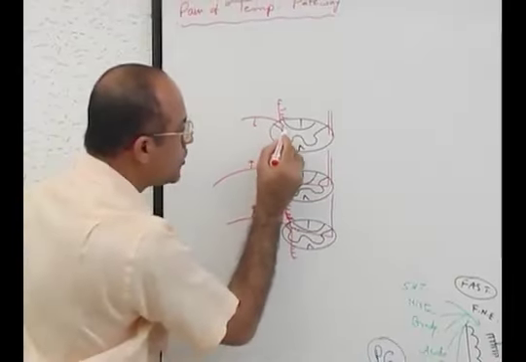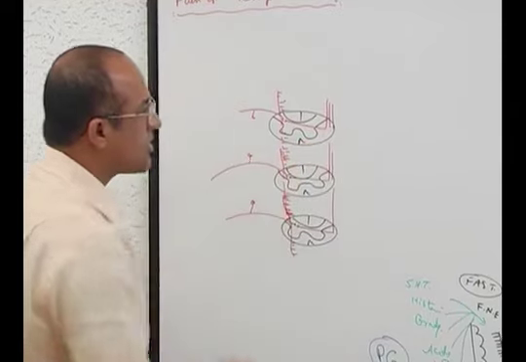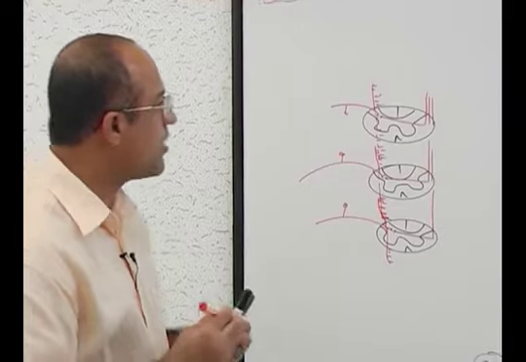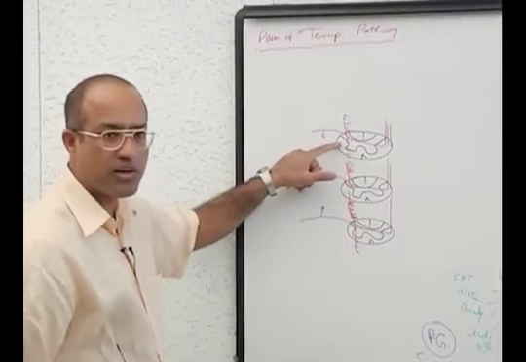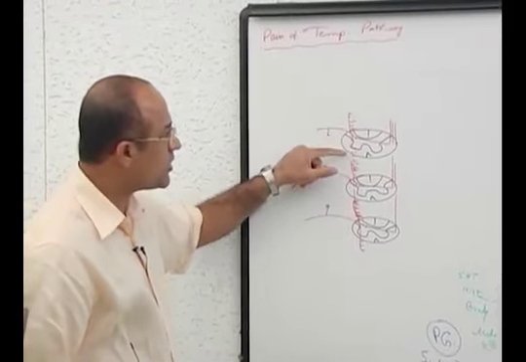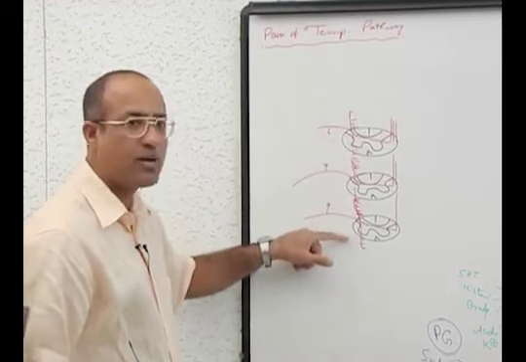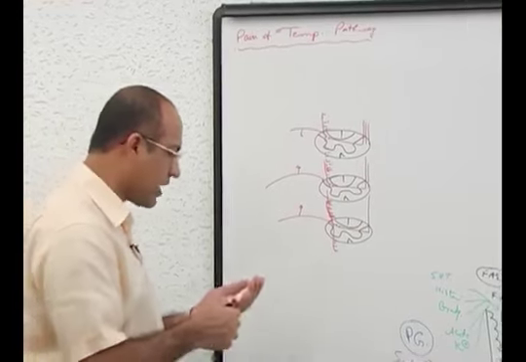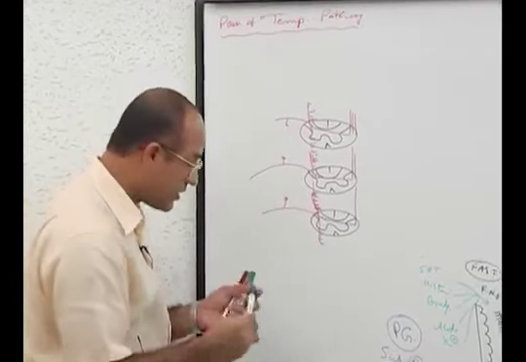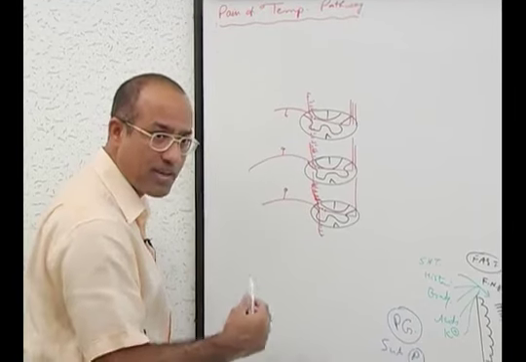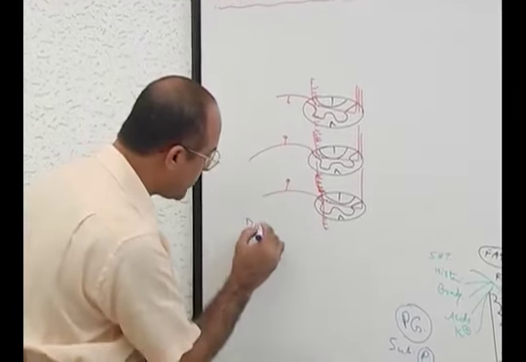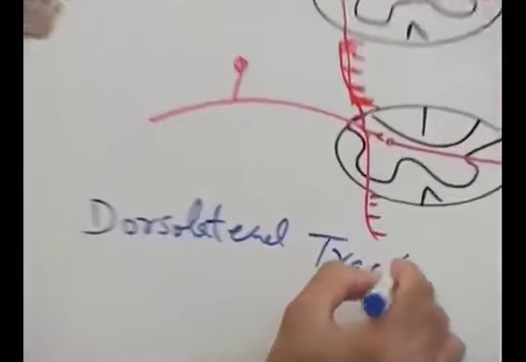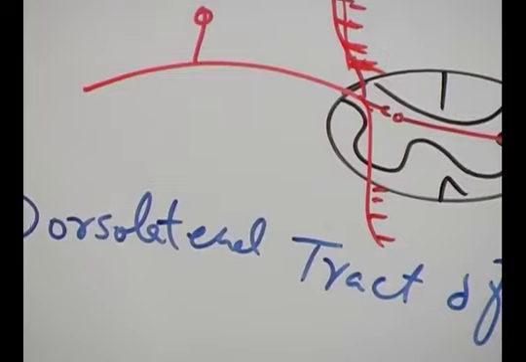And of course, the new fibers which are coming, they are added on the medial side or lateral side? Medial side. What you really see here, as first order neurons enter into spinal cord, they give ascending branches and descending branches which contribute in the formation of a tract. What is the name of this tract? This local tract is dignified by a name, and the name of this tract is dorsolateral tract of Lissauer.